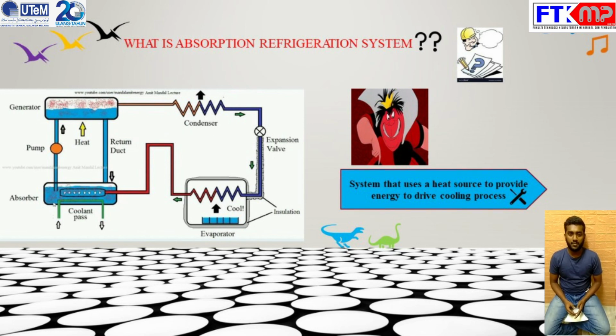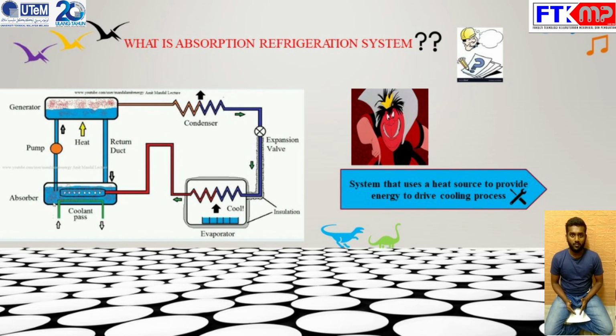Today I want to explain about the absorption refrigeration system. So what is an absorption refrigeration system? An absorption refrigerator is a refrigerator that uses a heat source like solar energy, a fossil fuel flame, waste heat from factories, or district heating systems to provide the energy needed to drive the cooling process.